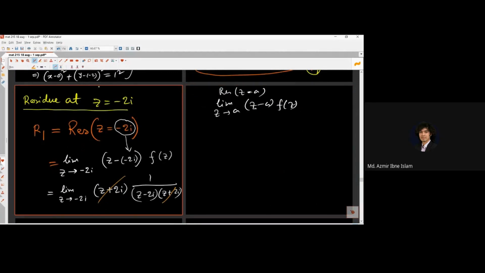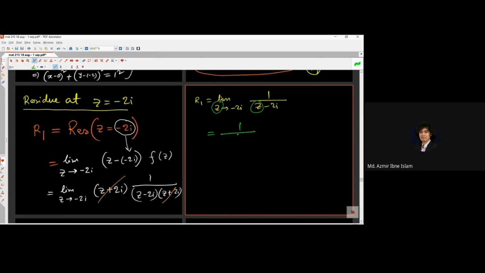Okay, so what we are getting here, so R1 equal to limit z tends to negative 2i, 1 over z negative 2, z negative 2i. So let's input z here. This is just a simple limiting problem. So 1 by negative 2i, negative 2i. In the place of z, we are just plugging negative 2i. So it is 1 over negative 4i. That is R1. We can also simplify this part to standard form, a plus bi, but no need.